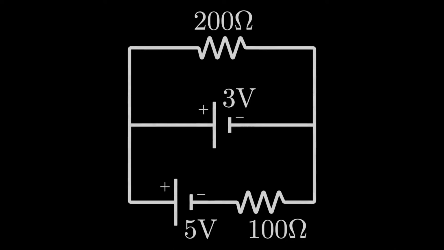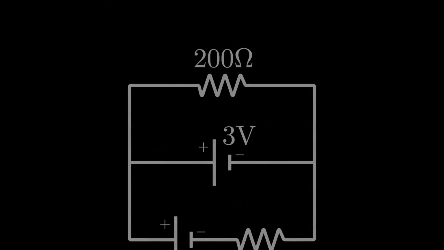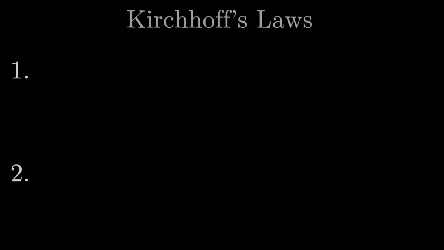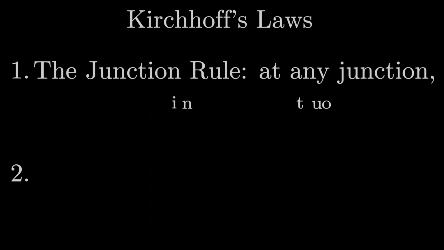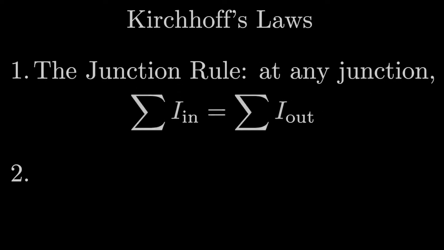Really, we can use these laws to find any circuit property anywhere within one of these configurations, whether it's the current through a specific branch or the voltage across a specific element, anything we want. Well then, what are these magical laws you speak of, kind sir? Our first law is usually called the Junction Law, or the Junction Rule. It states that at any junction, the sum of the currents going in must equal the sum of the currents going out. Hopefully this one kind of makes some sense.